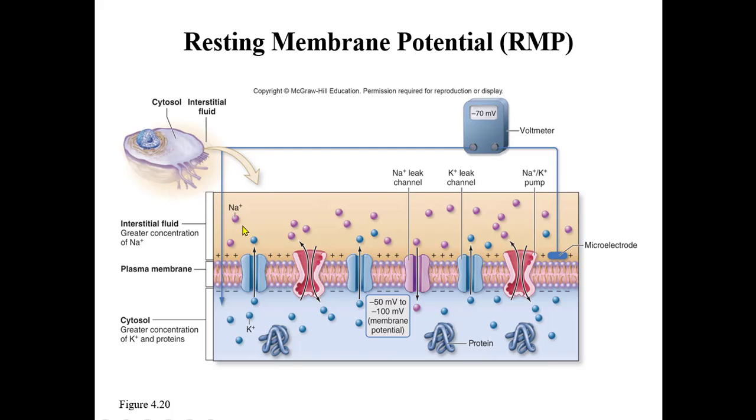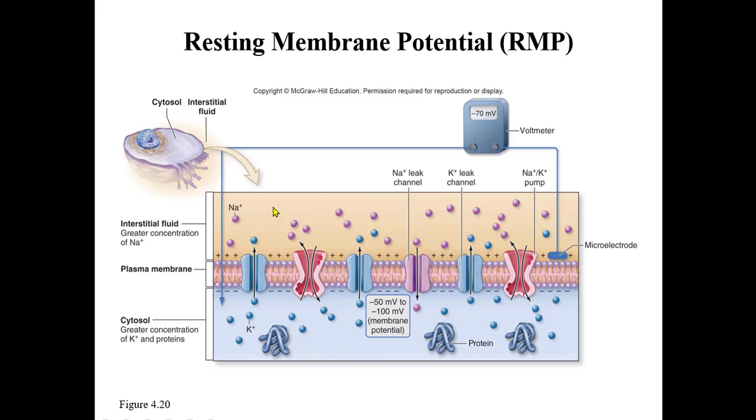Sodium are the purple balls. You see a whole lot of sodium on the outside. The blue ones are potassium. You see a whole lot of potassium on the inside. You see a lot of protein. All of this protein makes it a lot of negative. So that's why you see the inside being negative, the outside being positive.